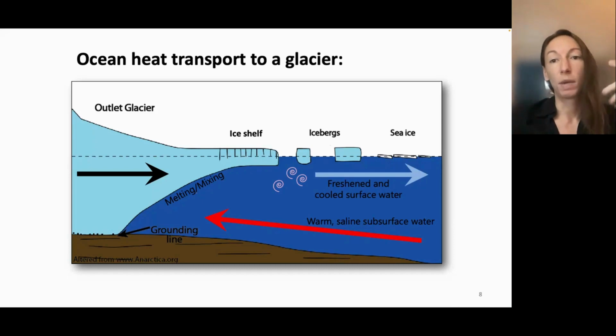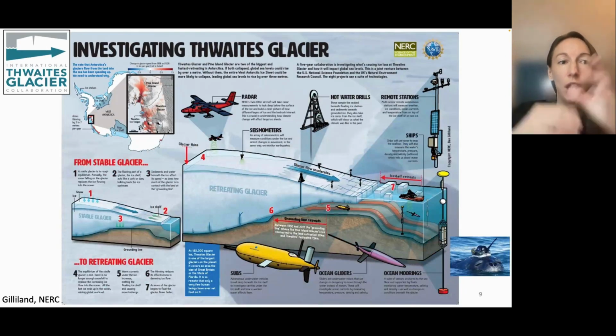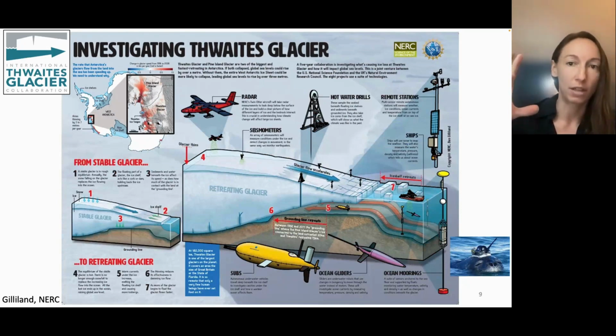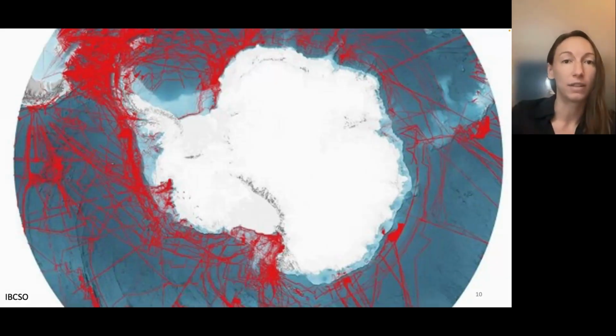Around Antarctica, there's been a recent increase in the amount of data that we've collected. So the International Thwaites Glacier Collaboration is one instance of this, where a lot of people are taking measurements of the atmosphere, ice, and ocean to better understand these processes. There's a ton of data coming out of this, but when we think about studies around Antarctica in general, the data is very sparse. So there's a lot of red on this.